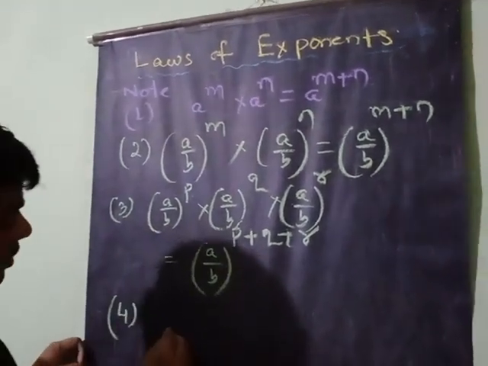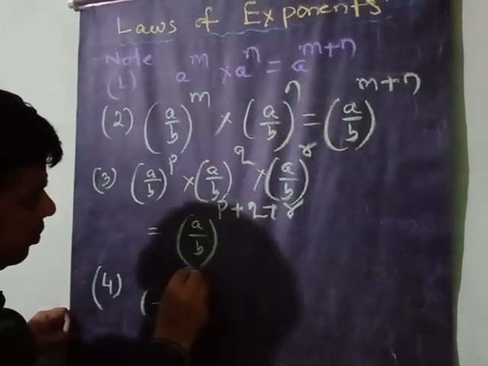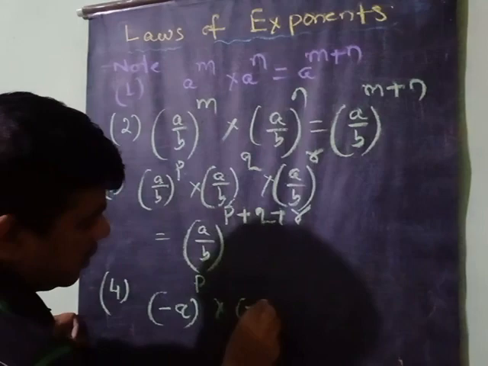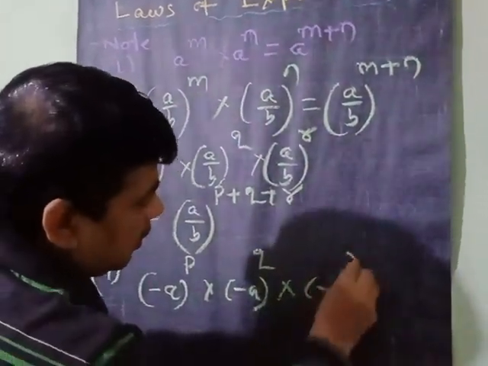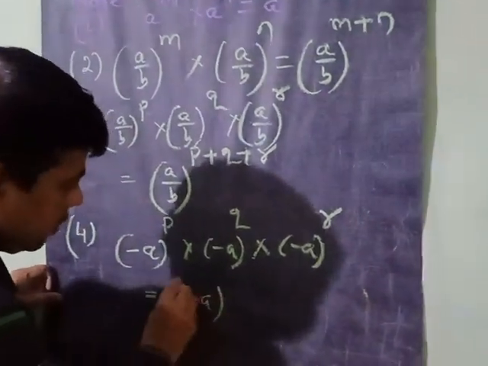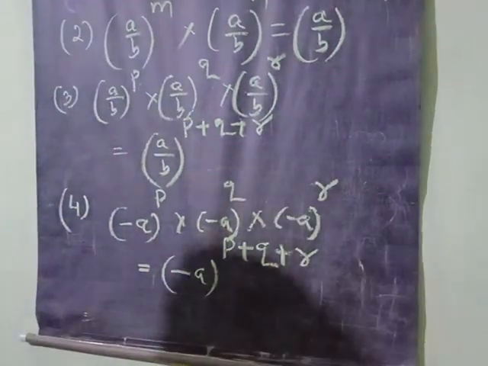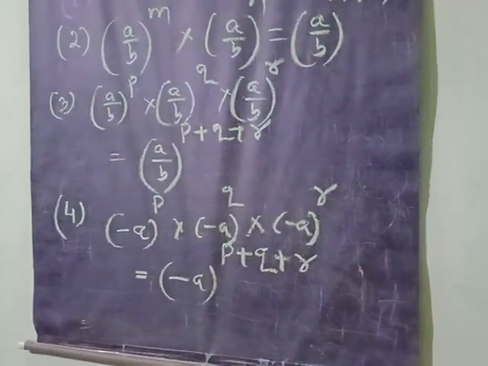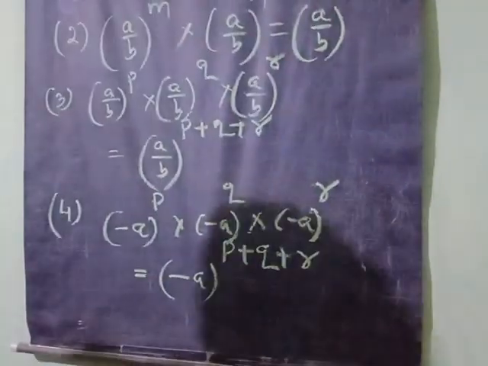Finally, if you take the minus exponent, minus a to the power p into minus a to the power q into minus a to the power r is equal to minus a to the power what? p plus q plus r. So understood or not? Okay. So let us see some examples.